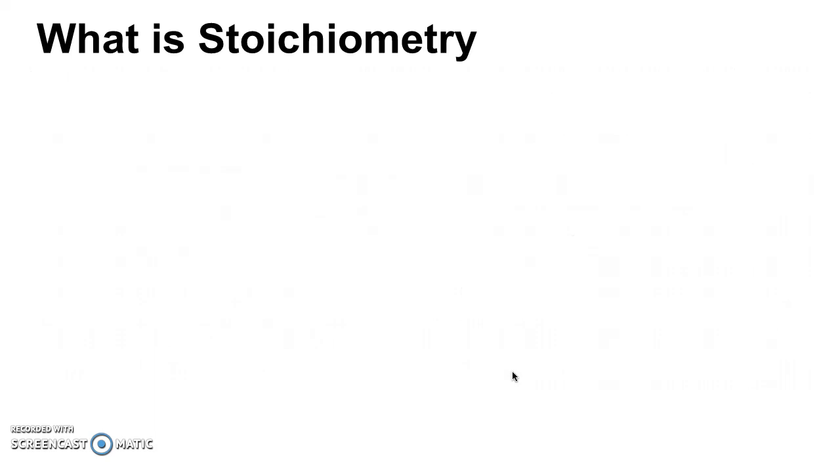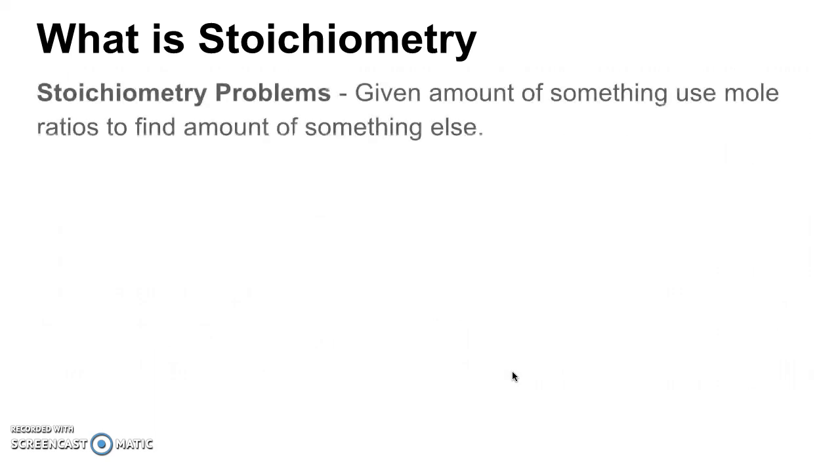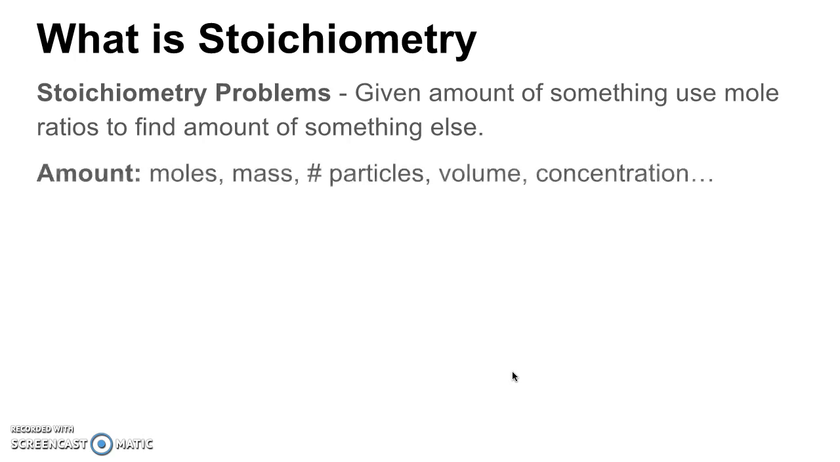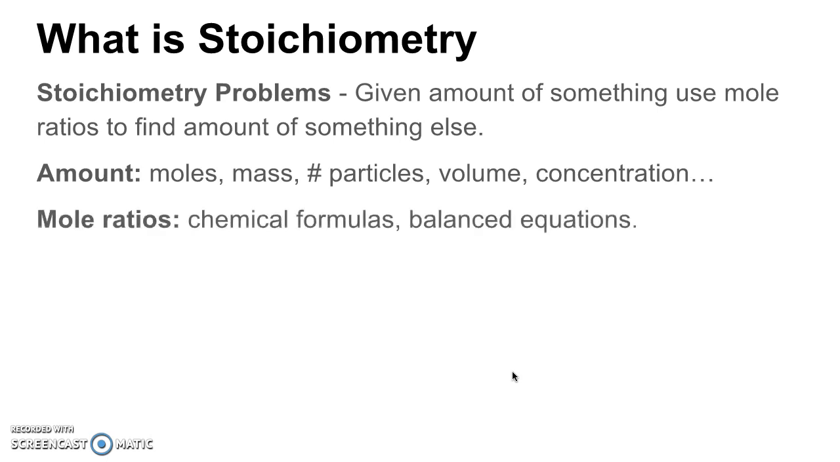So before we begin, I just want to recap what stoichiometry is. In a stoichiometry problem, you're given the amount of something, and you're going to use your mole ratios to find the amount of something else. Now, the amount that you can be given could be in moles, mass, number of particles, volume, concentration, etc. And the mole ratios, you'll find those through chemical formulas or balanced equations, depending on the problem.